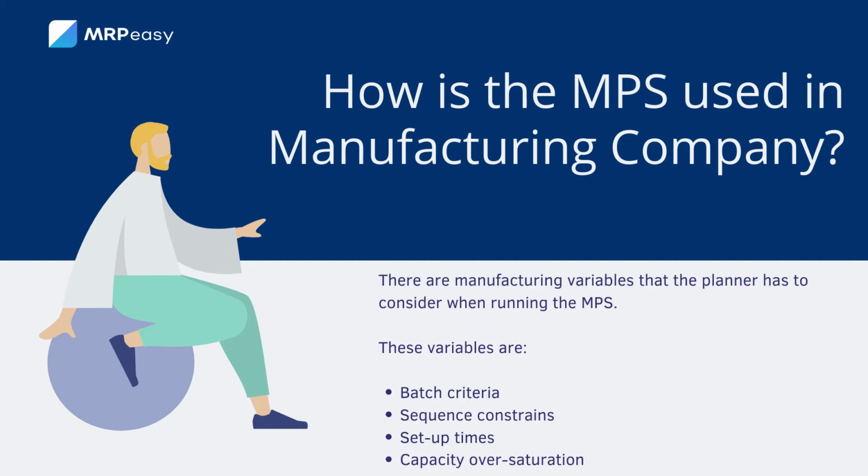There are manufacturing variables that the planner has to consider when running the MPS. These variables are: number 1, batch criteria. Number 2, sequence constraints. Number 3, setup times. And number 4, capacity oversaturation.